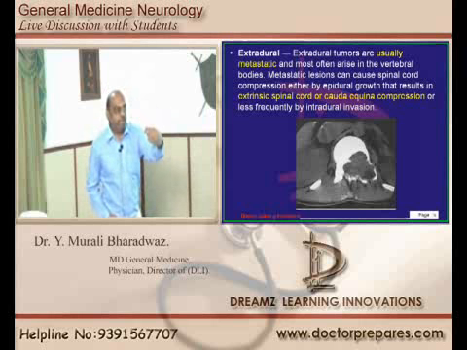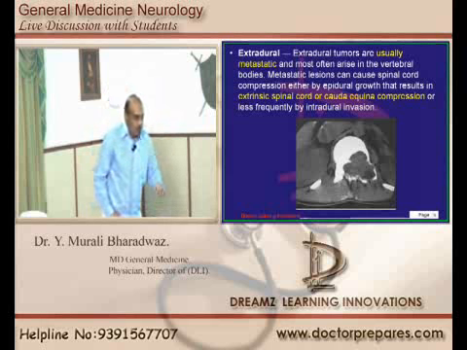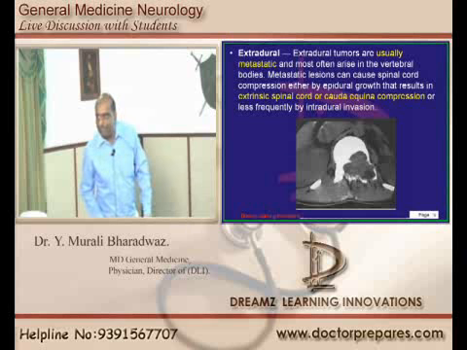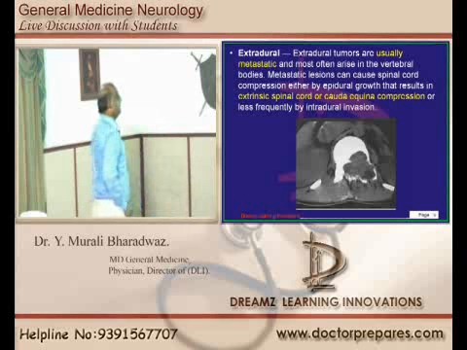One more thing it can do, spinal cord ends at the level of L1. After that all the fibers will be coming, which is called cauda equina. So those fibers which are coming out of the spinal cord, it can compress them. So that is what an extradural metastatic lesion can do, is what you have to remember.